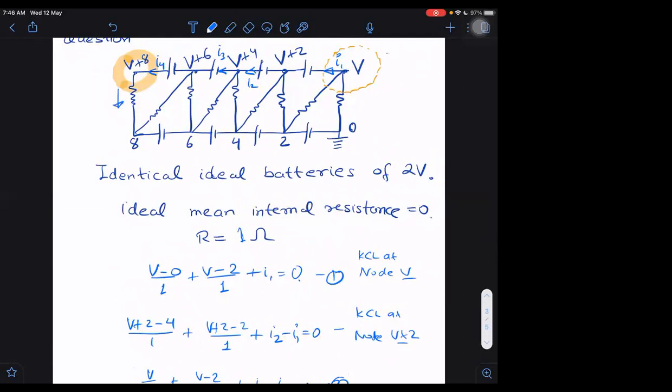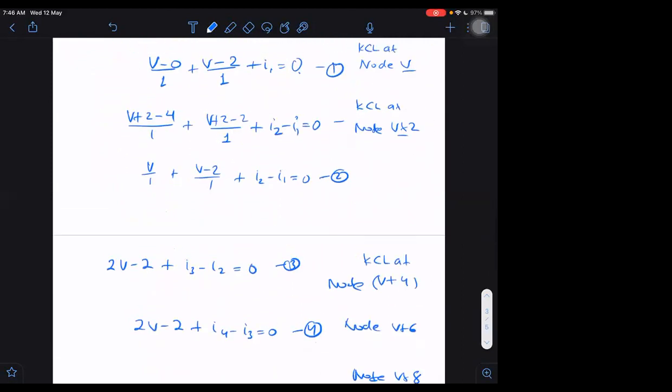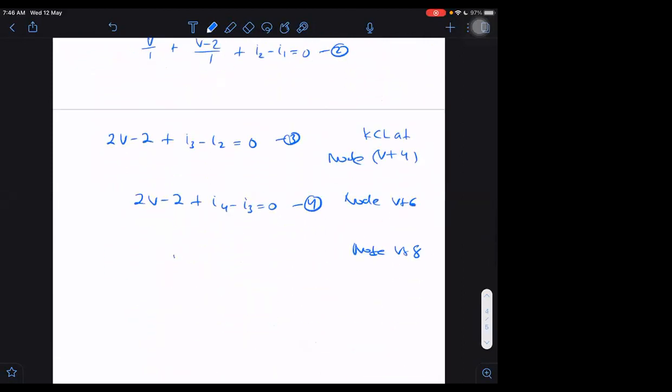What is I4, the current leaving? V by 1, sir. V equal to V by I4. V plus 8 minus 8 divided by 1 is equal to I4. So you are right, I4 is equal to V. If I4 is equal to V, I could write this equation as V minus I4 is equal to 0.